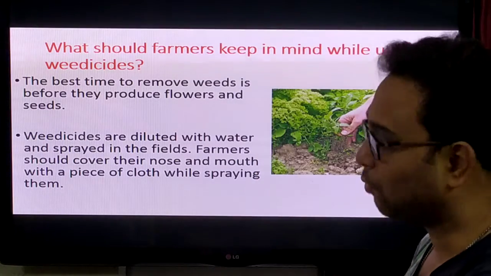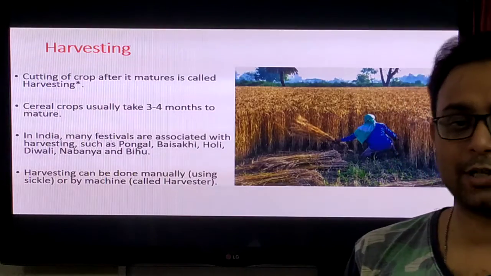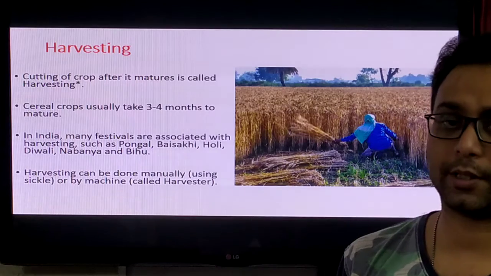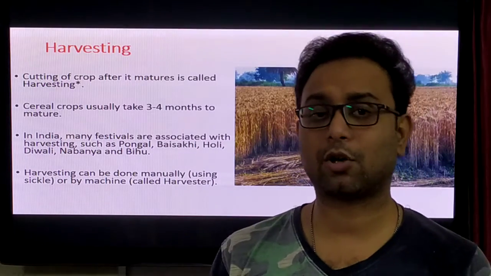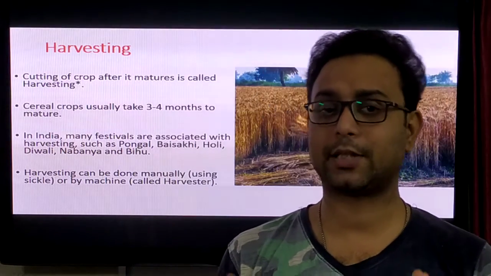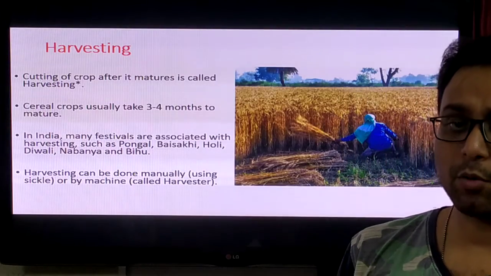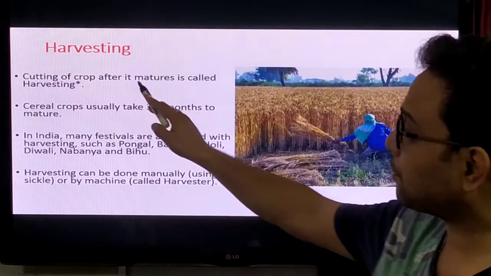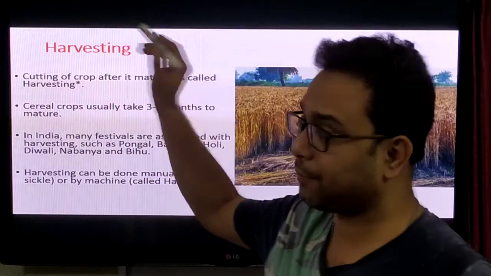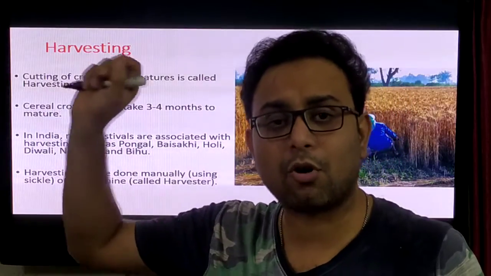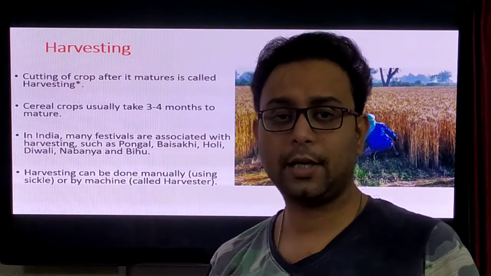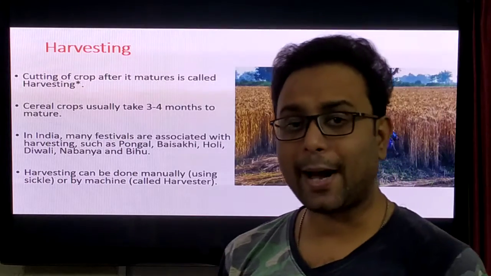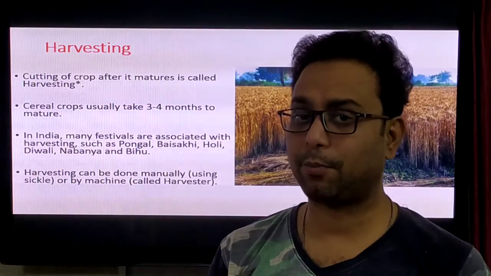Very good. Now our second topic is harvesting. When production is completed and the grains or crops are produced, it is time for harvesting. But what is meant by harvesting? Number one, cutting the crop after it is mature is called harvesting. But harvesting is not a single procedure. It is a sum of different procedures combined together.